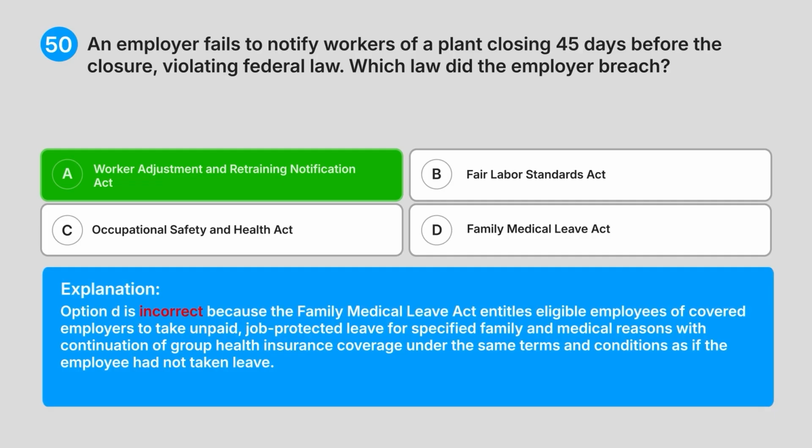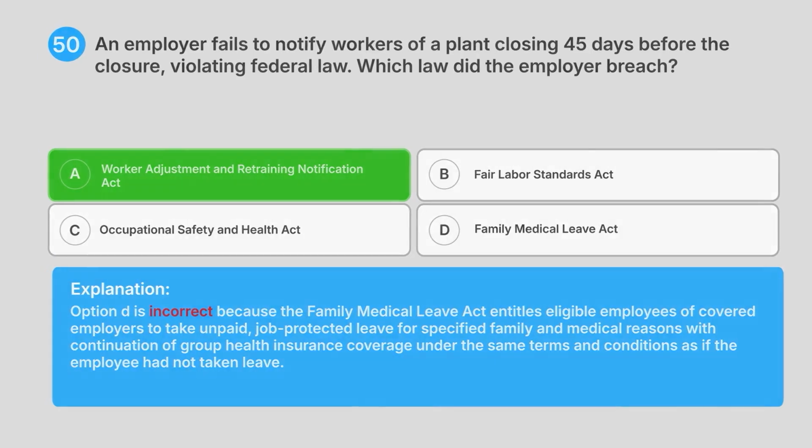Option D is incorrect because the Family Medical Leave Act entitles eligible employees of covered employers to take unpaid, job-protected leave for specified family and medical reasons with continuation of group health insurance coverage under the same terms and conditions as if the employee had not taken leave.